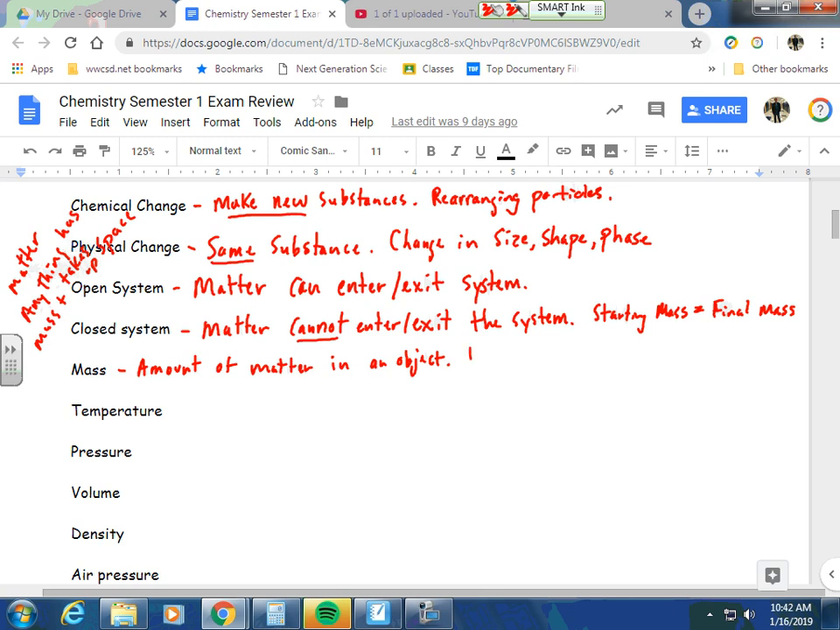Typically, we would use a balance to measure the mass. The units we're going to use are grams, which are abbreviated G. We could have milligrams for smaller ones. We could have kilograms for larger things.